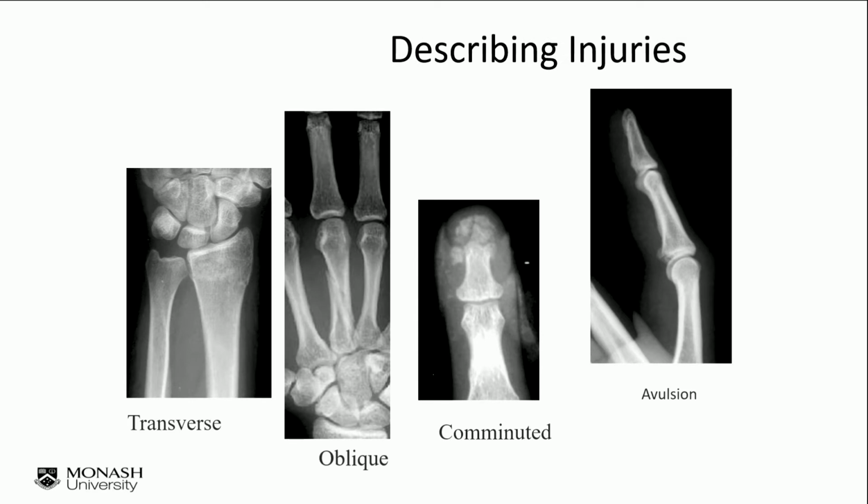And then some of the terminology is to describe the direction of the fracture. So on the wrist image on the left, you can see there is an increased density. So there's a sclerotic appearance, which shows that that is a transverse fracture. And then in the hand here, we've got an oblique line. And on the digit here, we can see there's multiple fragments, which make this a comminuted fracture. And then on the finger, we can see there's a very small avulsion fracture.